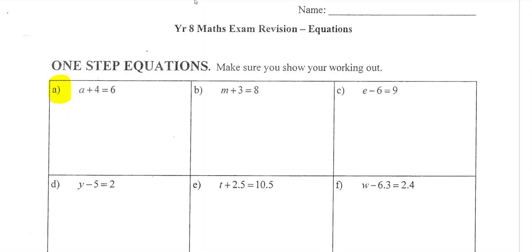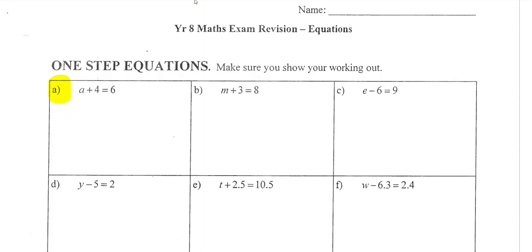So to solve equations, you must remember to always do the opposite. Add and subtract are opposites of each other, and times and divide are opposites of each other. So we're starting with the easiest type, which means one step, and we're going to gradually add more and more steps through to the more complicated types of equations.